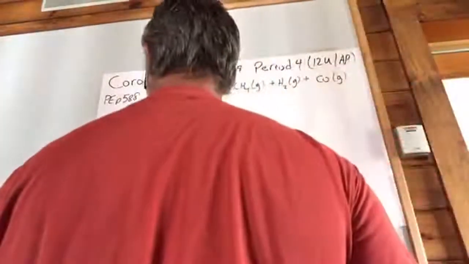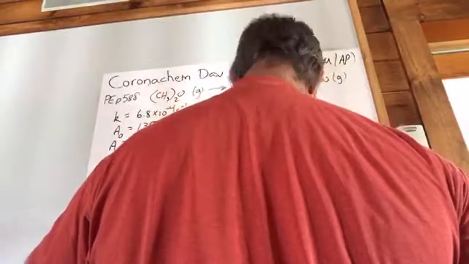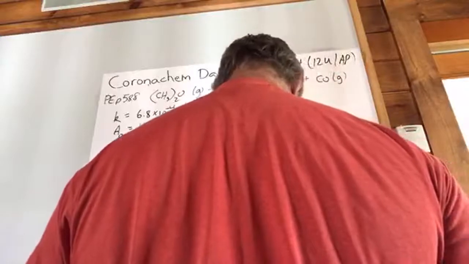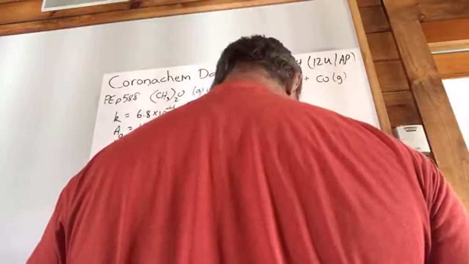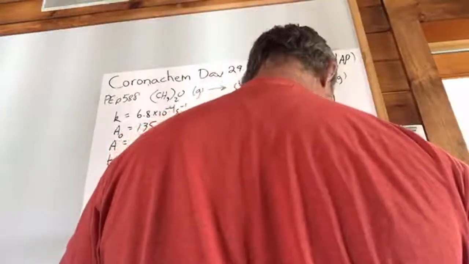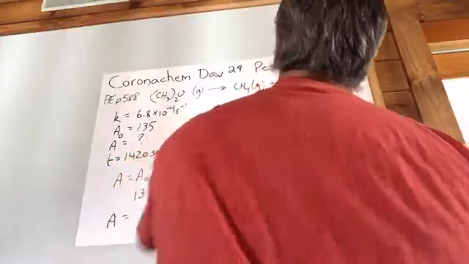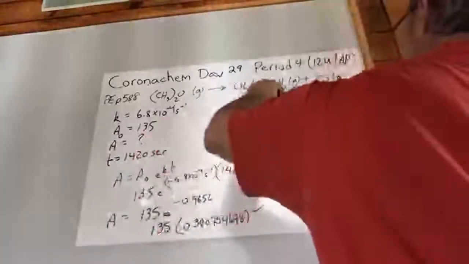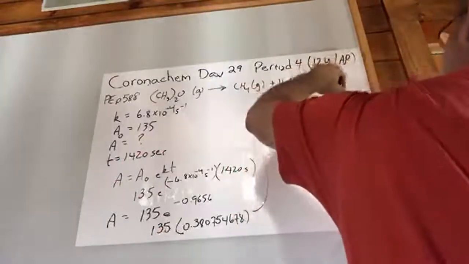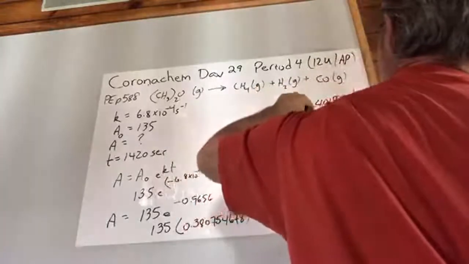So A is equal to 135 times e to the power of negative 0.9656. And that equals 135 times 0.380754678. Continue the calculation up here. You get that A is equal to 51.4018816 torr in your calculator readout. Of course, you're going to report it to 2 sig figs, so you're going to say 51 torr.